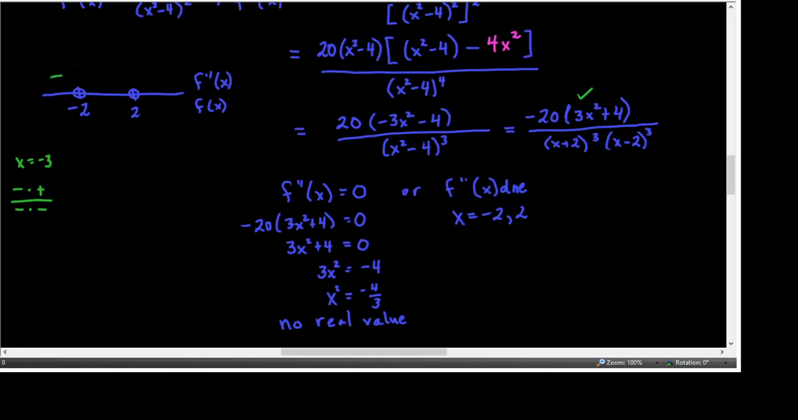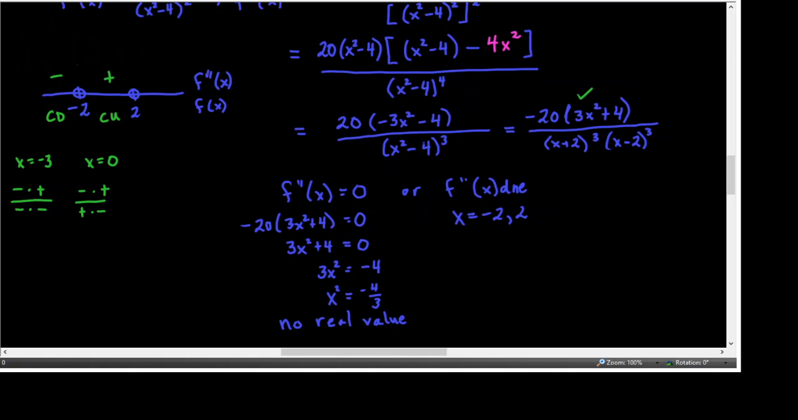Okay, let's try 0. That's between negative 2 and 2. So negative times positive. 0 plus 2 is positive, cubed is positive. 0 minus 2 is negative. Negative cubed is negative, so that'll be negative. Negative times positive divided by positive times negative is positive. Oh, and by the way, the negative second derivative means that that's concave downward, and this is concave upward when the second derivative is positive. Make sure you can tell that's a second derivative.